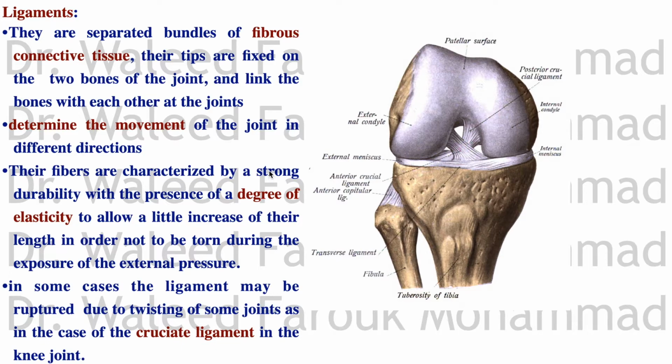By adhering to or approximating the ends of the bones of the joint together, they determine the movement of the joint in different directions. معناها انها بسبب انها شريط لاصق بيربط البونز ببعض، معناها انها بتحدد اتجاه الحركة اللي موجودة في الجوينت اللي هي موجودة فيها.